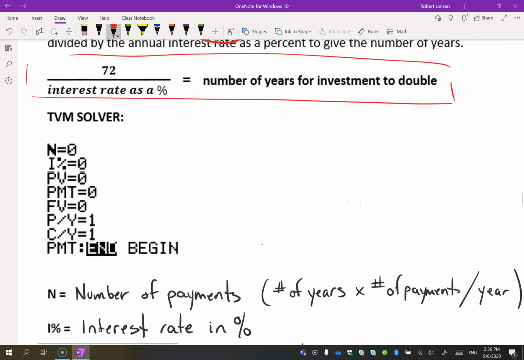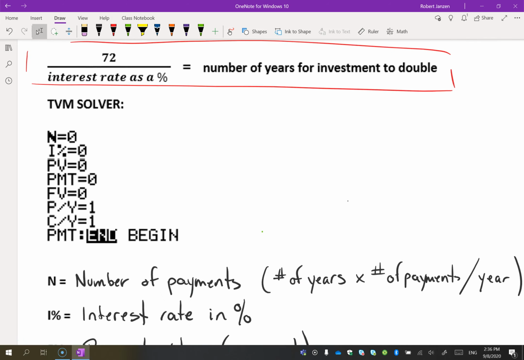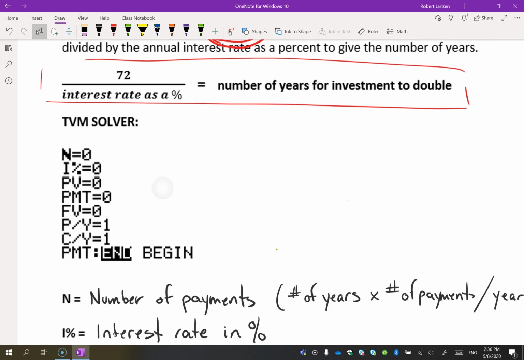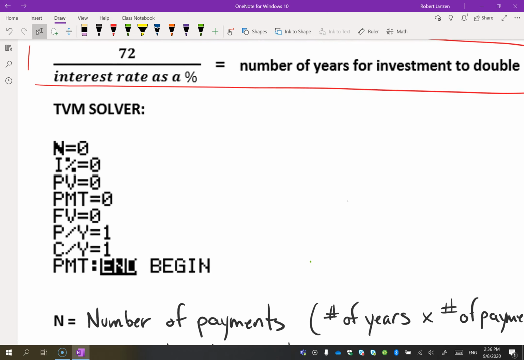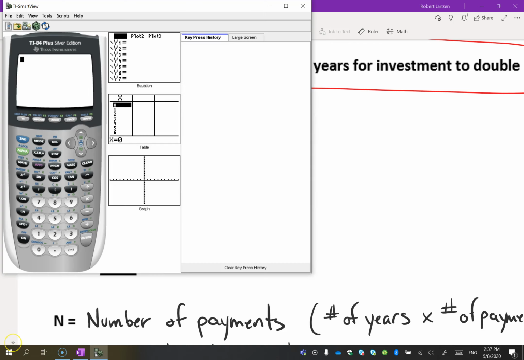When we actually want to calculate, we're going to use the TVM solver on our calculator. Now, the TVM solver on your calculator is one of the apps, so you're going to have to find this on the calculator. Alright, so your calculator looks like this. If you press apps, you're going to get a bunch of applications, and we're going to want finance, so I'll press 1. And TVM solver is 1.